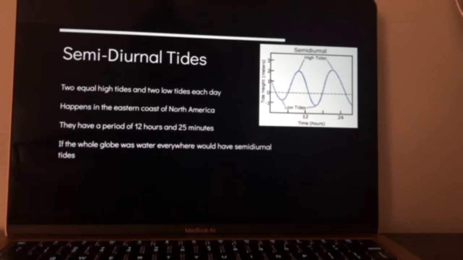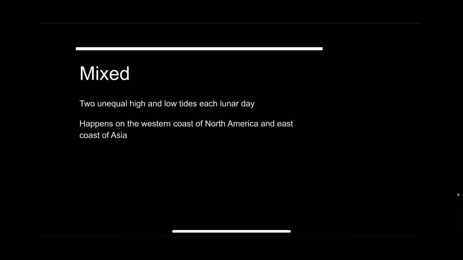Semidiurnal tides are 2 equal high tides and 2 low tides each day. They happen in the eastern coast of North America. They have a period of 12 hours and 25 minutes. If the whole globe was water, everywhere would have a semidiurnal tide. So there's also mixed tides, which are 2 unequal high and low tides that happen each lunar day. This only happens on the western coast of North America and the eastern coast of Asia and a few other places. It's not as common though.